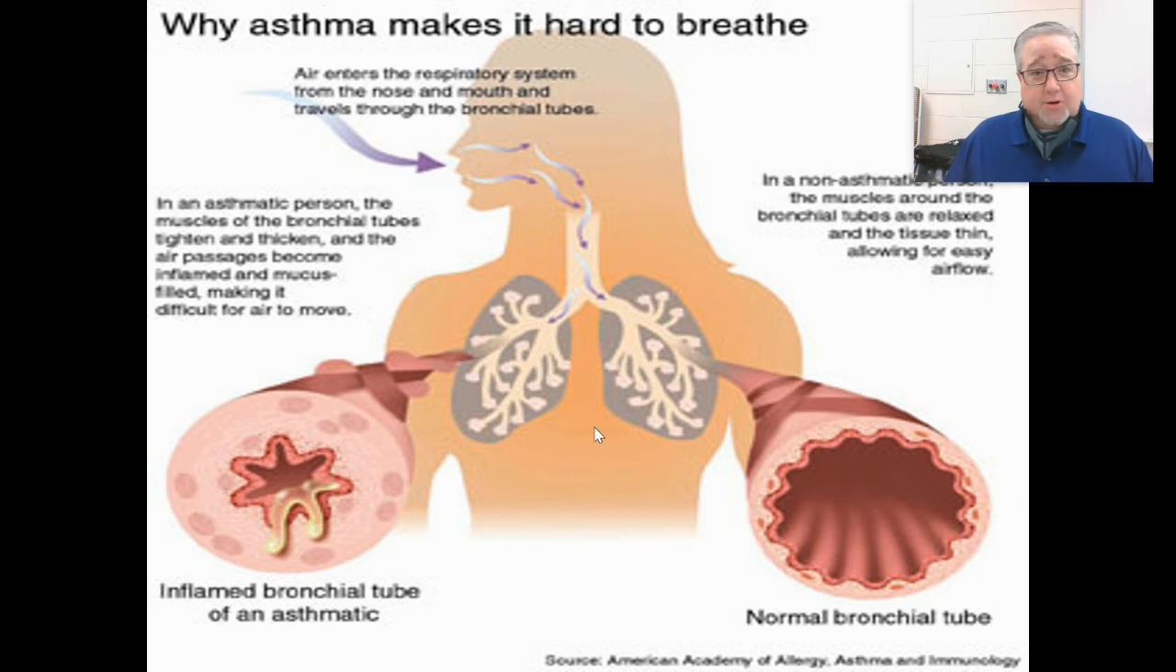So here's a picture of these. They are called bronchial tubes, and these are major air passages in your lungs. If you look down here, look at this picture here. Here's your trachea. This is your windpipe, and that branches off into these little bronchial tubes.